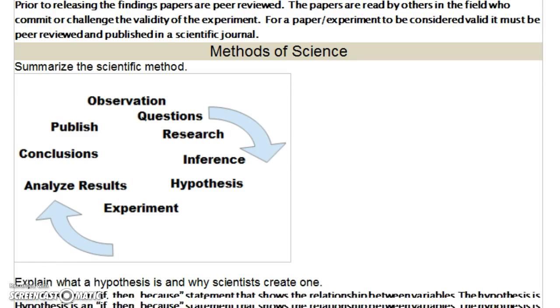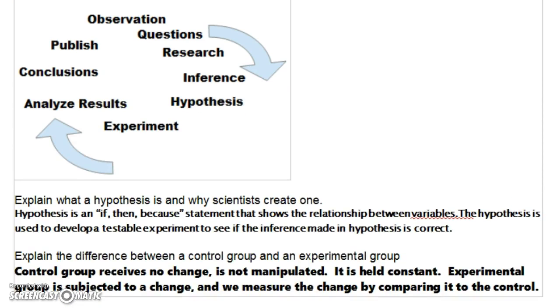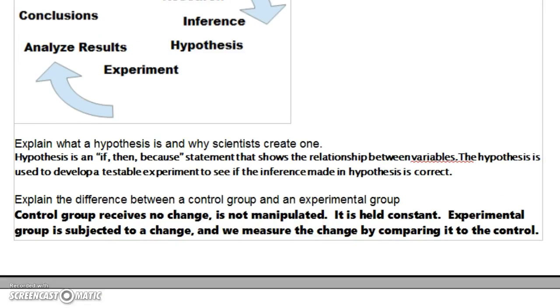A hypothesis is an if-then-because statement. If independent variable, then dependent variable, because, explain. It's showing the relationship between variables. We're saying that the independent and dependent variable are linked. And we'd use this to test whether our original idea, our original inference, was correct.